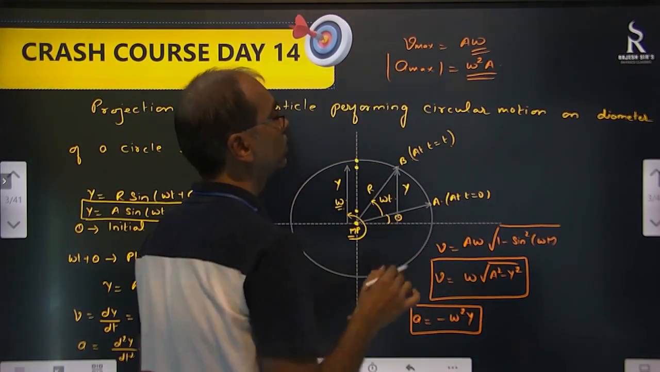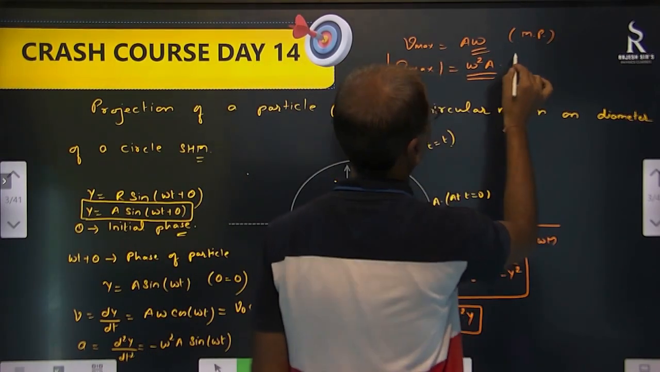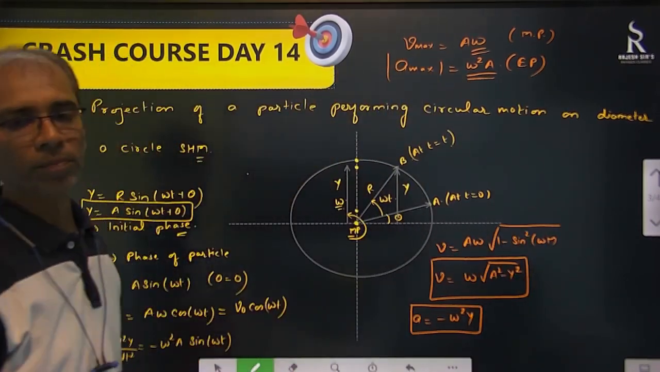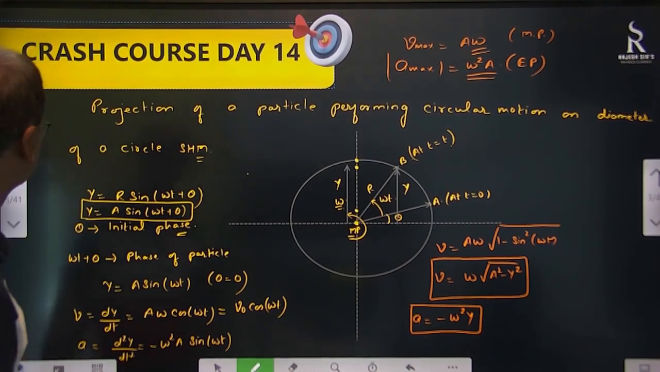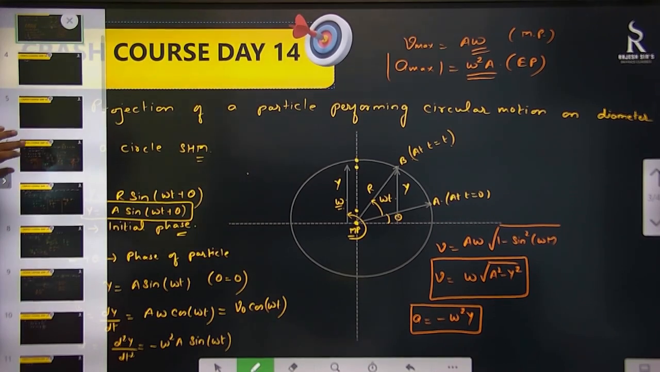Where will V be maximum? It will be maximum at the mean position. Where is acceleration maximum? At the extreme position. So acceleration is maximum at extreme and velocity is maximum at mean. Now let's go back to that question again. Where is that question? Here.